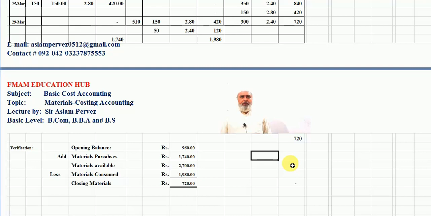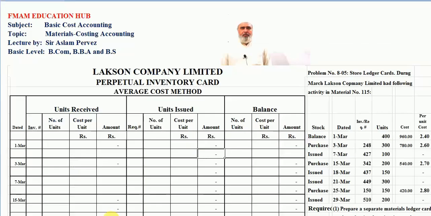Now students, we move to the third method, the moving average method or cost average method. For this purpose, we have to move to the other slide here. Students, this is the slide again. The average cost method. The question is the same, but the method is different here.